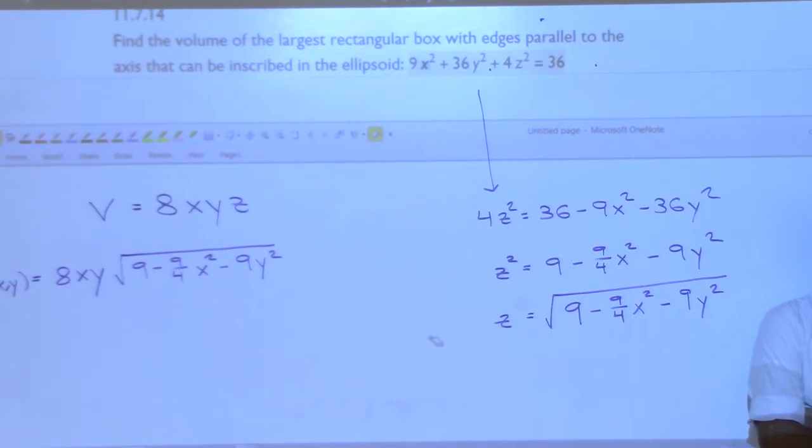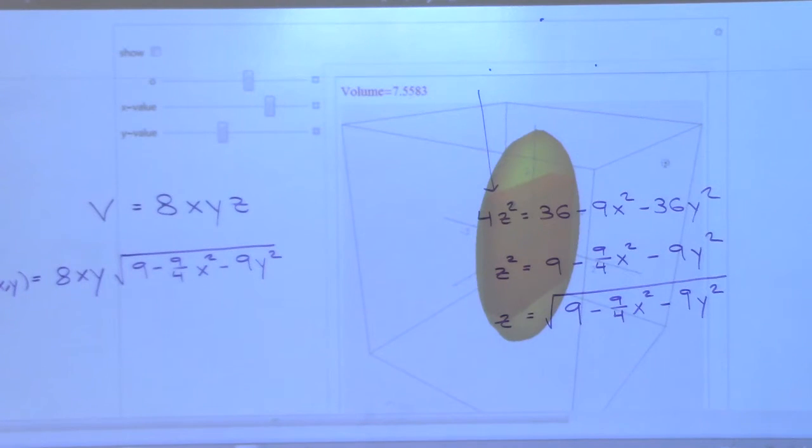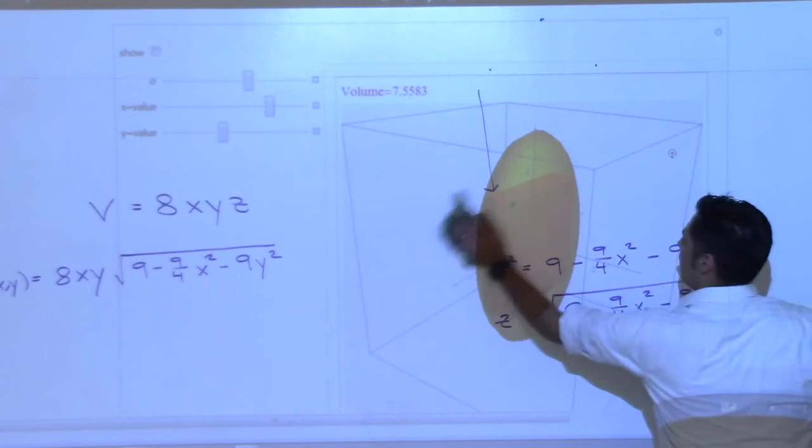Well, do you have a domain restriction? Yes. What's your domain restriction on x and y? This is somewhat tough to figure out, but it's an ellipse. It's an ellipse, yeah. I agree, it is.